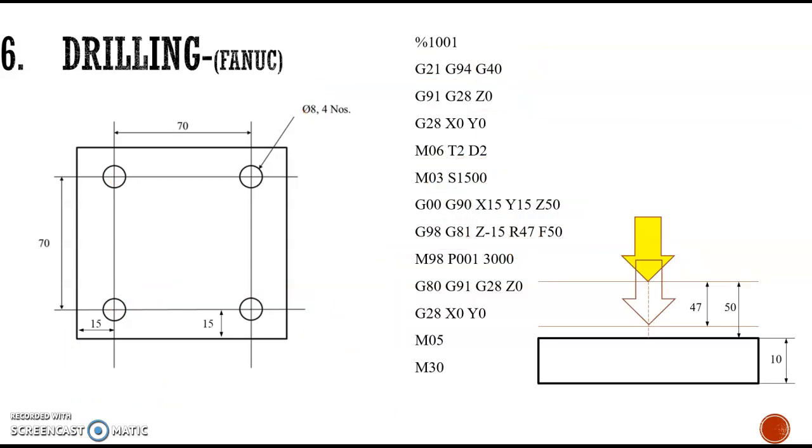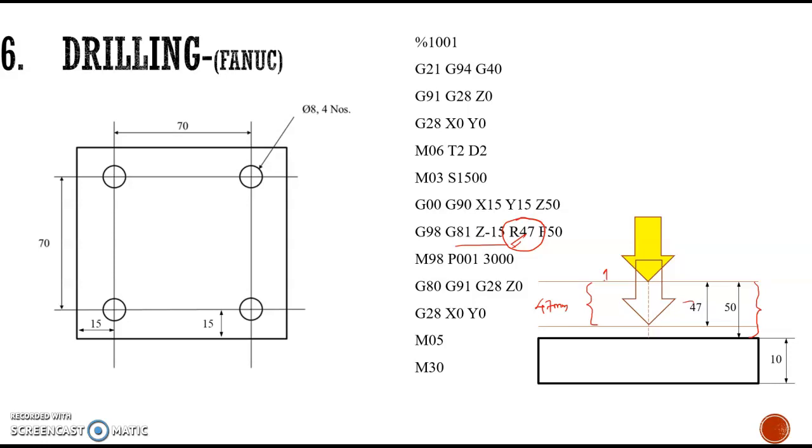The R47, which is given in the canned cycle of drilling, is explained using this picture. Initially the tool is at a height of 50 mm above the workpiece like this, and R47 means this distance is represented with this letter R. Then 47 means it is 47 mm.